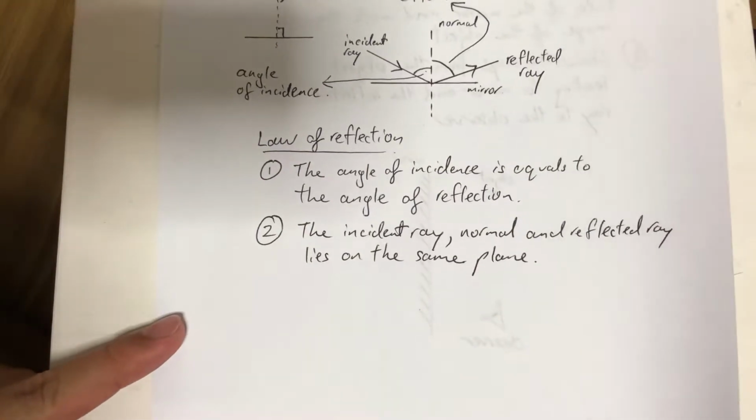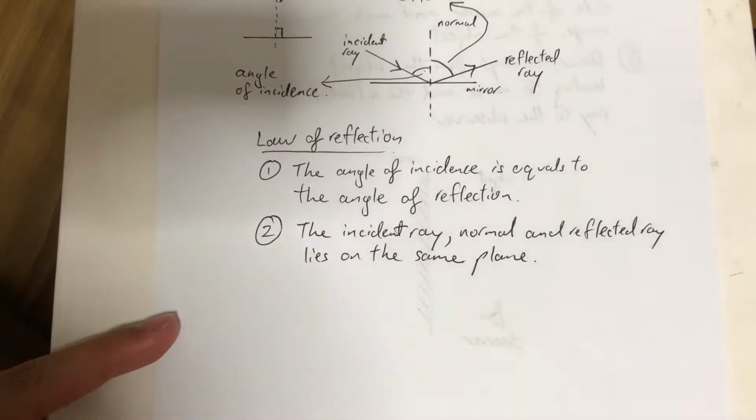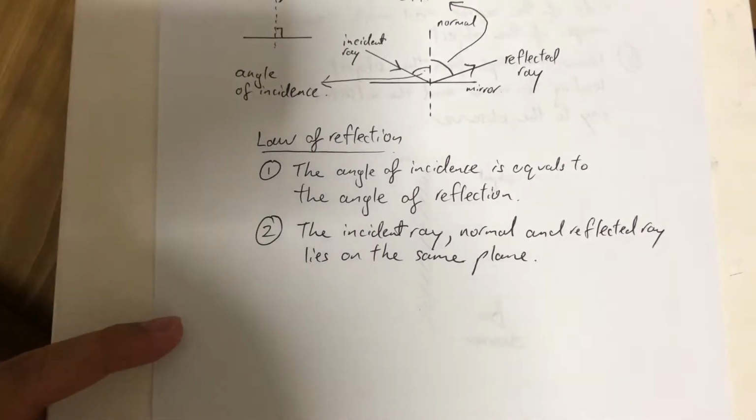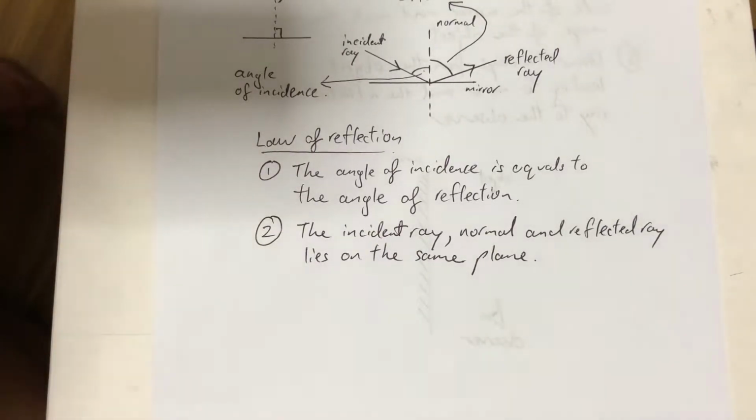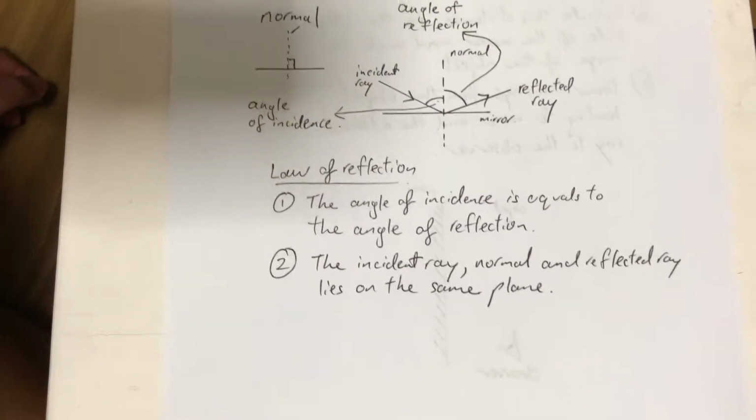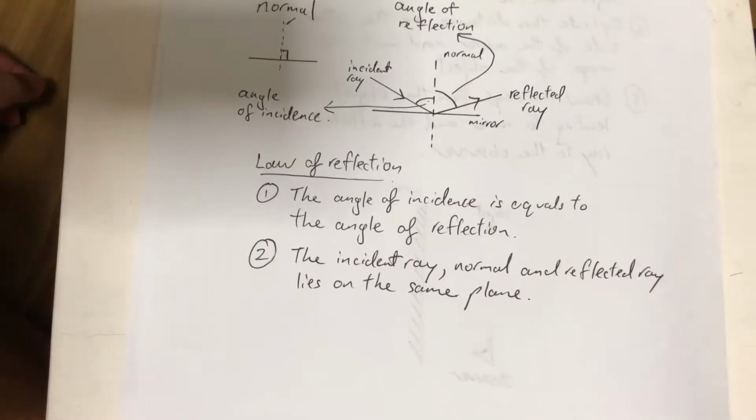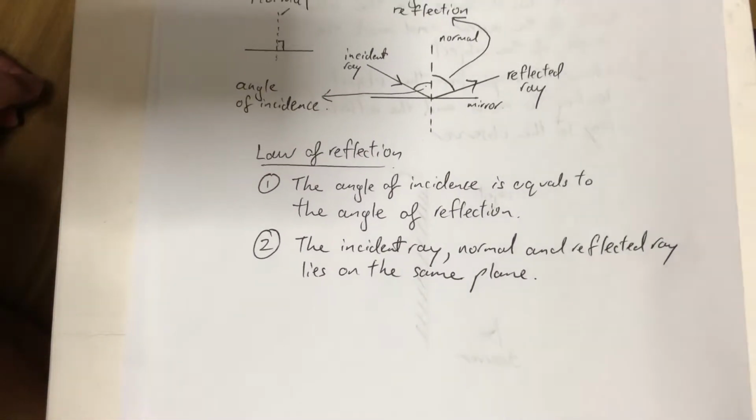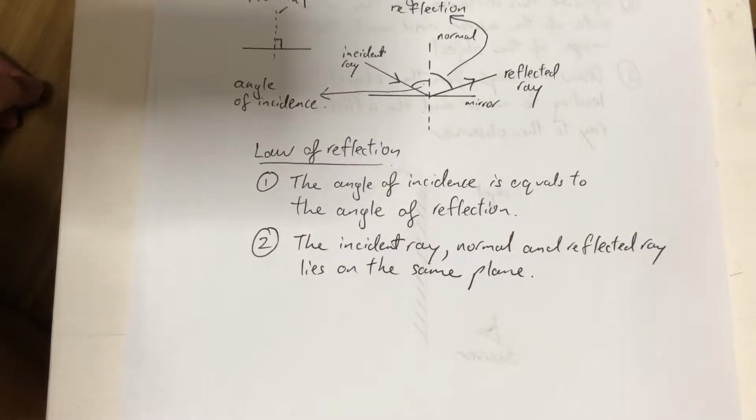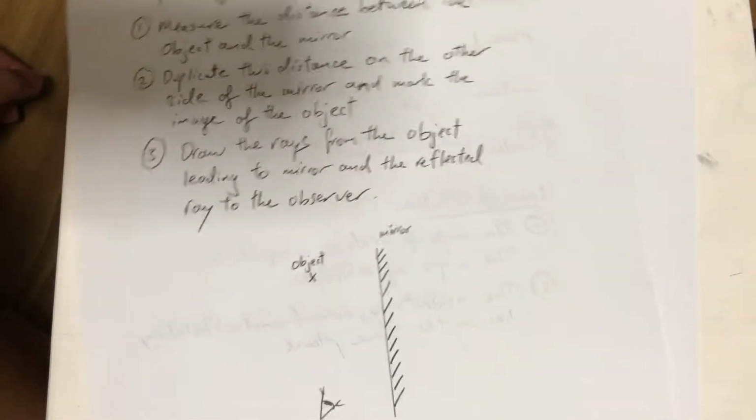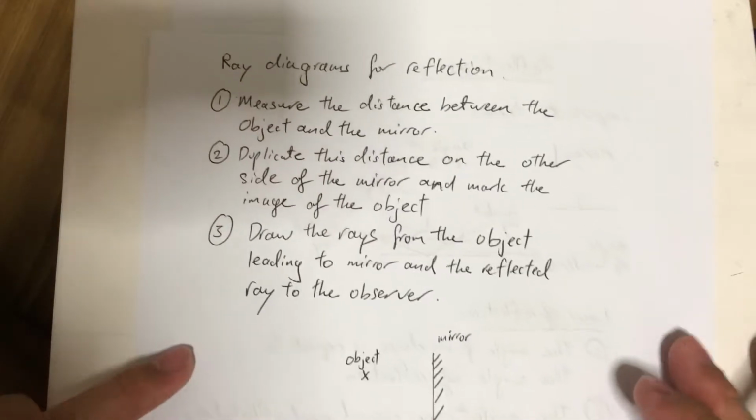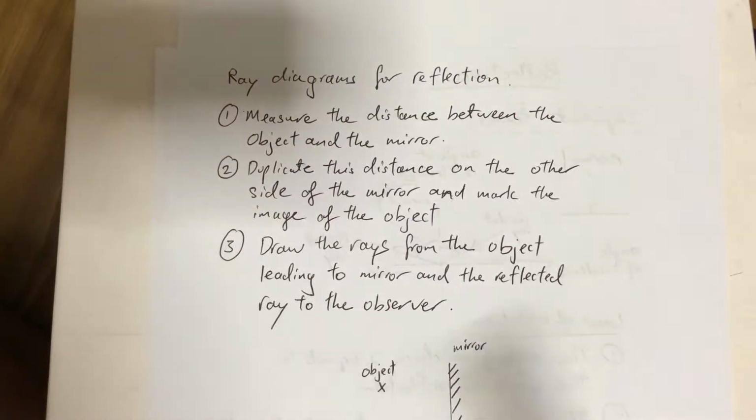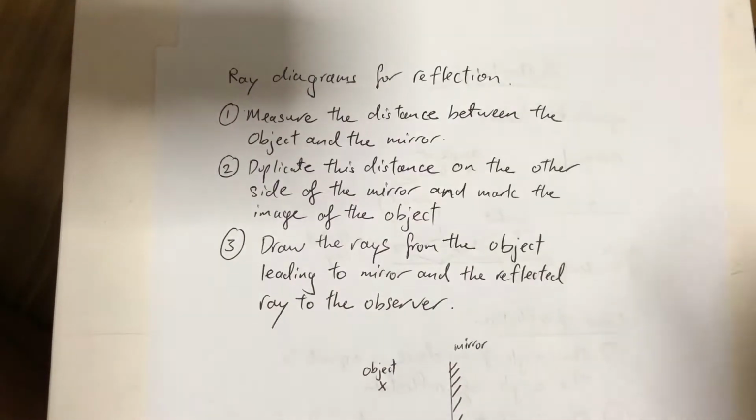But it's also important to note that this is not the end. It might seem very easy, but the majority of reflection actually revolves around the drawing and identifying of images and ray diagrams. So here is a particular page that you might want to take note of.